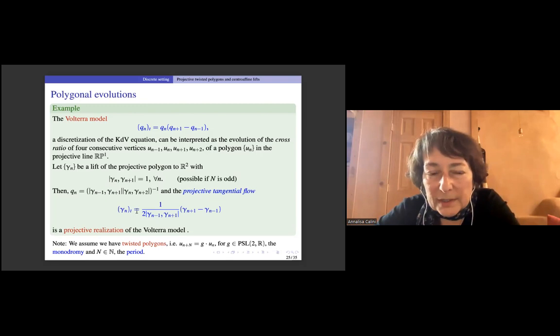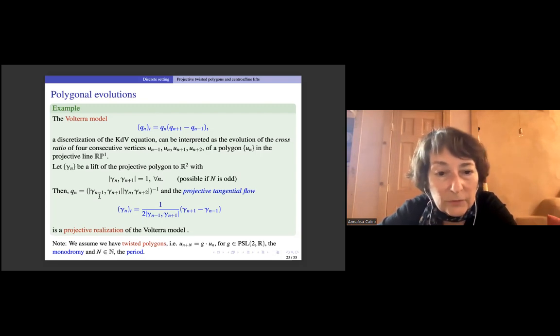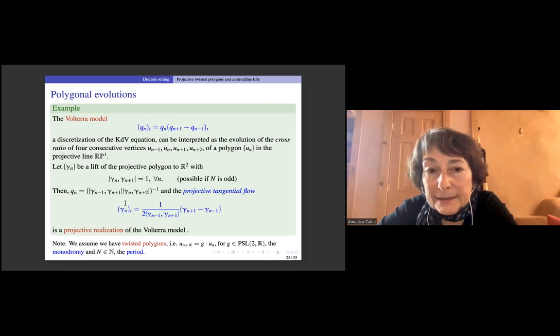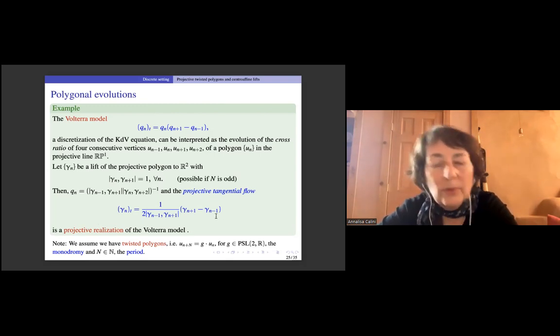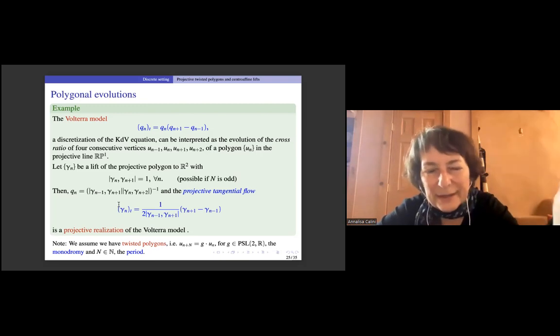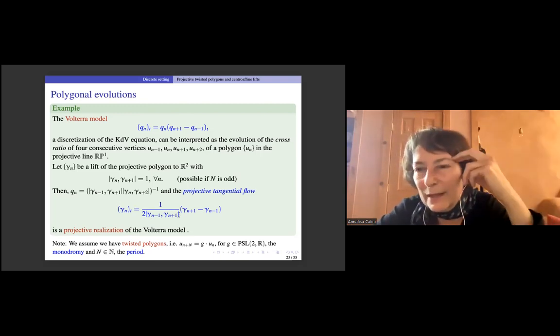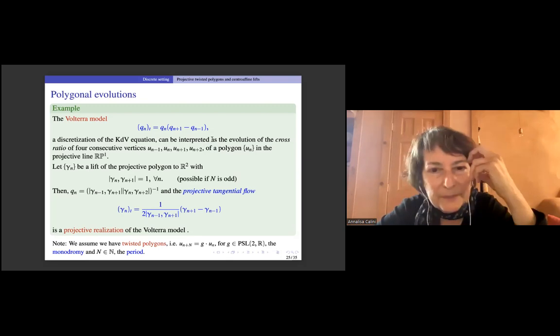The correspondence between this flow and this cross ratio is pretty simple. It's 1 over a product of determinants of successive, well, actually vertices of the polygon, skipping 1. And as such, we say that the gamma flow is a projective realization of the Volterra model.